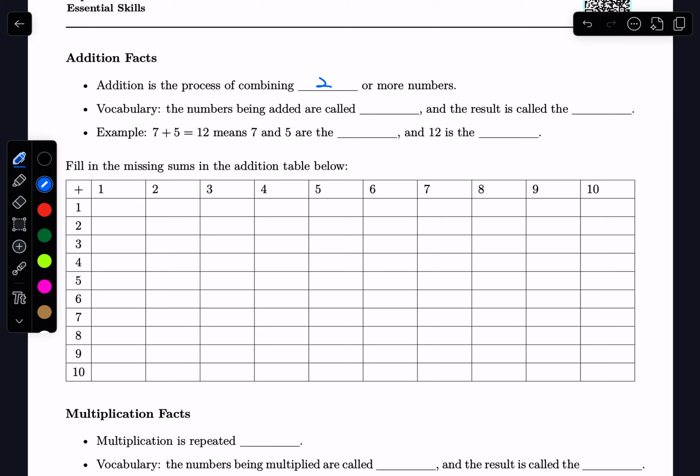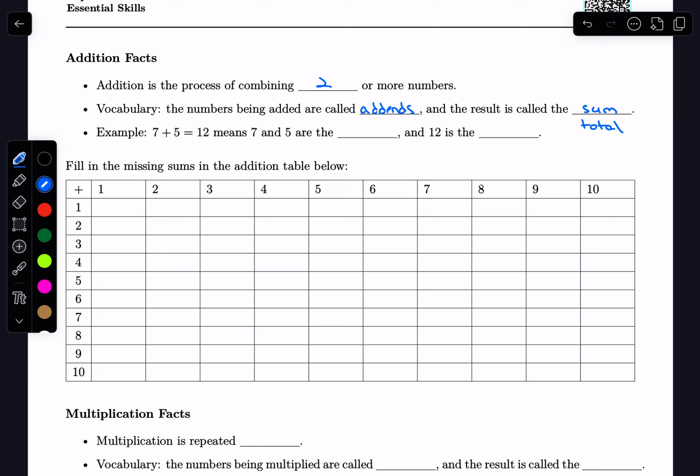Vocabulary you might not be familiar with though. The numbers being added are called addends, and the result is called a sum. We might also use the word total, and there are various other words that mean to add things up, but sum and total are by far the two most common. So the word sum, I might tell you to find the sum of 1 and 2, which means to add 1 plus 2 to get 3.